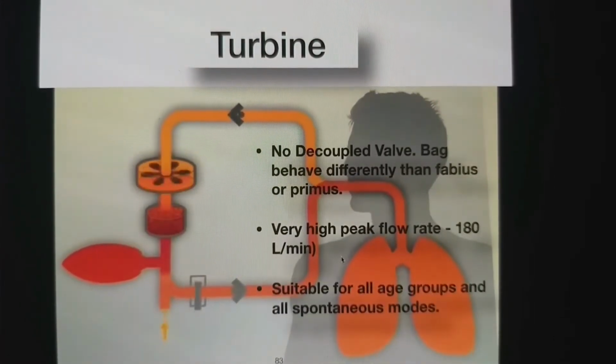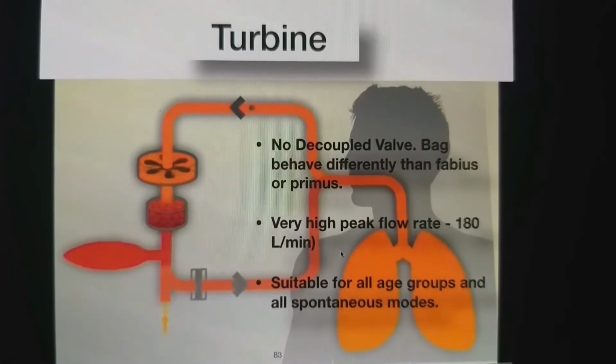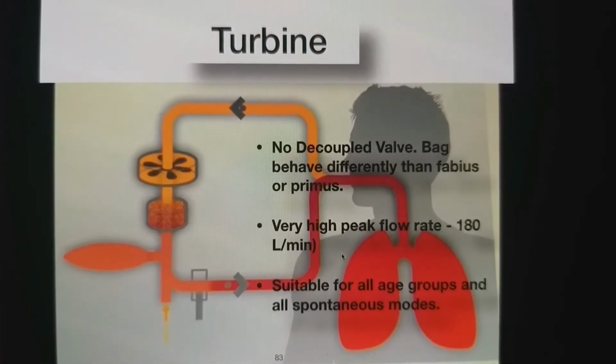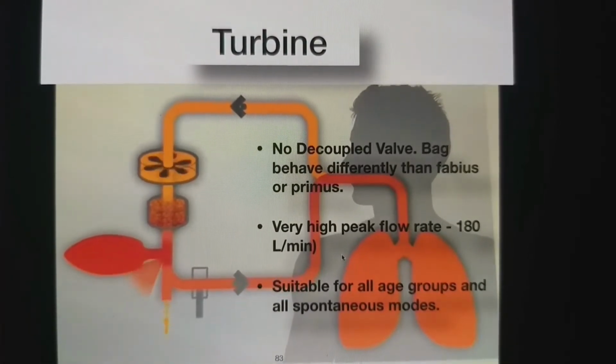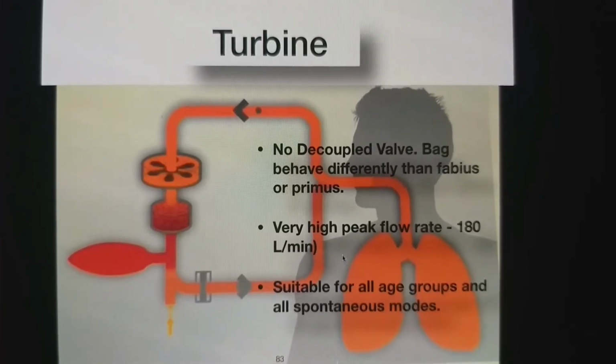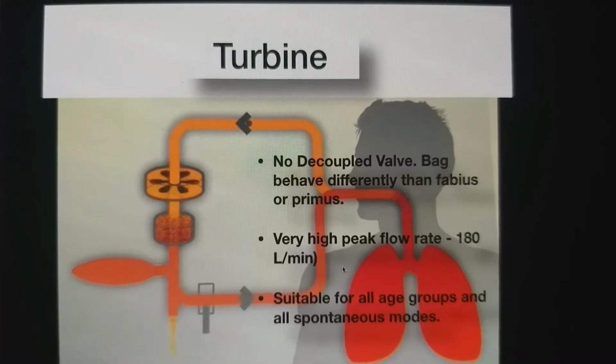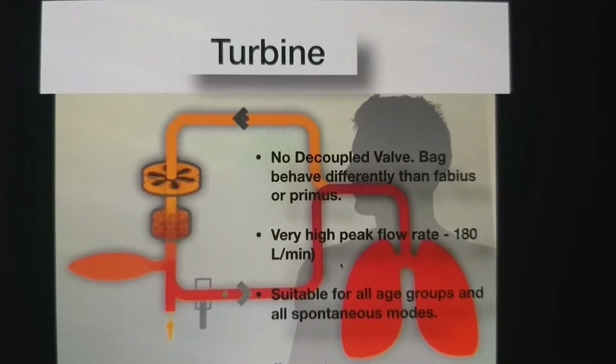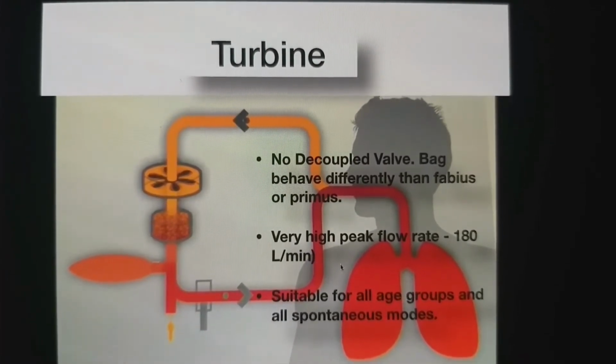So turbine ventilation is very good. It generates a very high peak flow rate. It is suitable for all age groups and for all spontaneous ventilation, but there is no decoupling mechanism in turbine. So JUICE machine, which is turbine driven, and there is one more machine which is turbine driven, it does not have a decoupled valve. There is no decoupling.